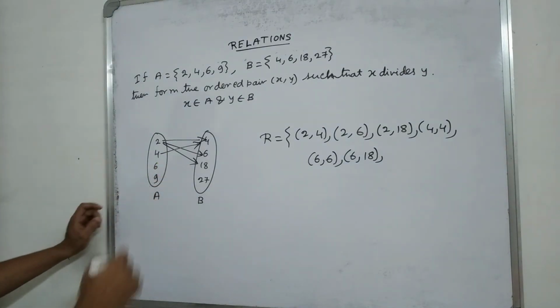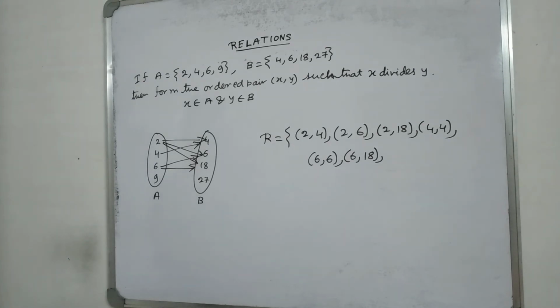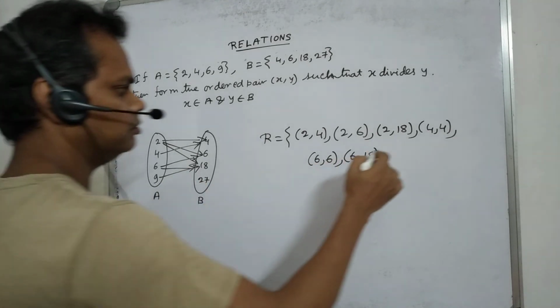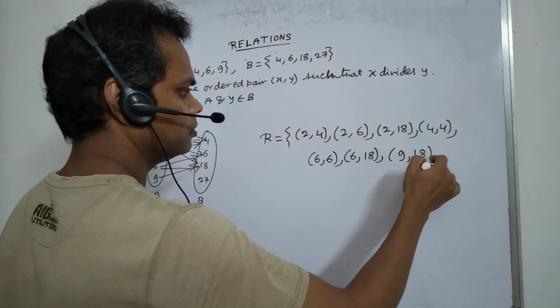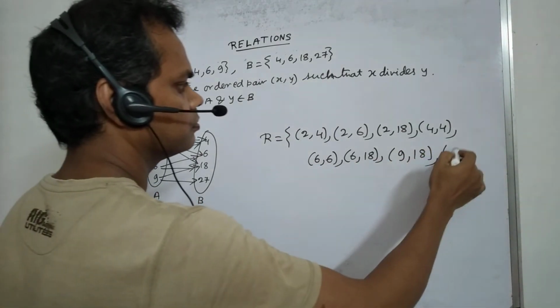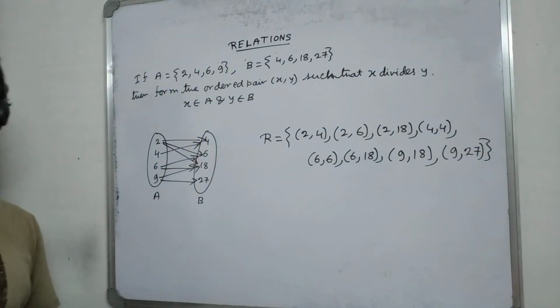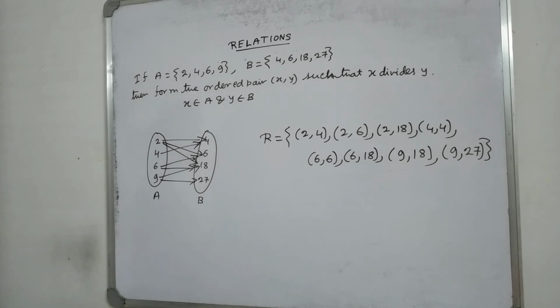6 does not divide 27, having no relation. 9 does not divide 4, having no relation. 9 does not divide 6, having no relation. 9 divides 18, having a relation. 9 divides 27, having another relation. So this is the total relation R where X divides Y, X belongs to A and Y belongs to B.